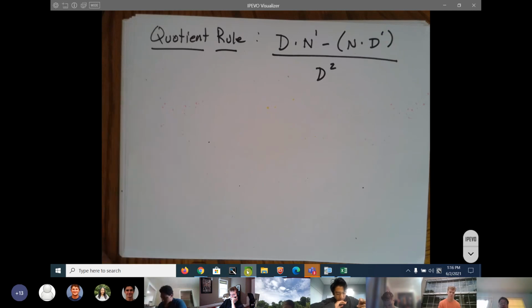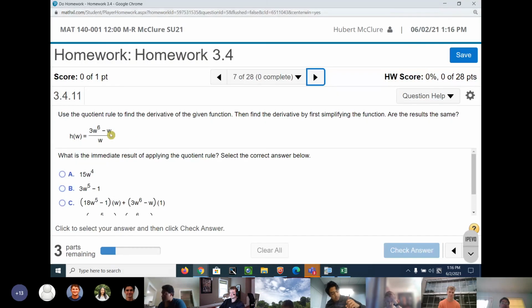All right, so here's our question. This is example. I did an example for the product rule. Here's our example for the quotient. H of W is equal to 3W^6 minus W over W.